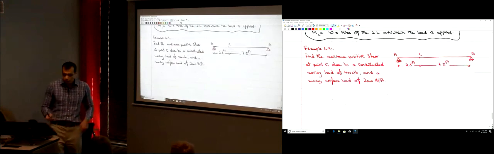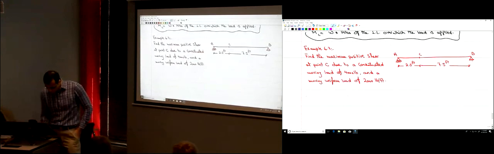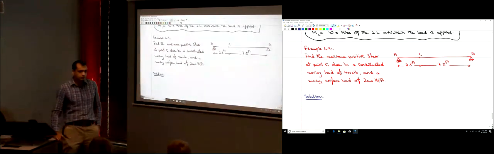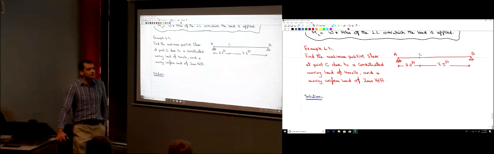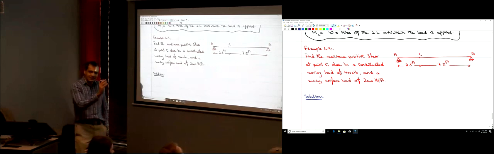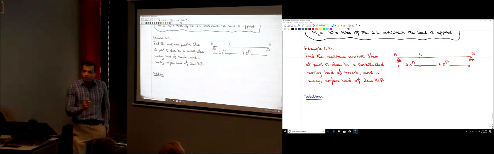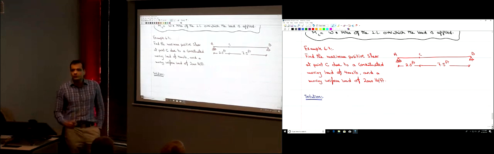So how would I know which location for those loads maximizes VC? The only answer that you have is the influence line. The influence line is the only thing that would tell you where to have your load where this VC is maximized. So you have to draw the influence line. I have to draw the influence line for what?